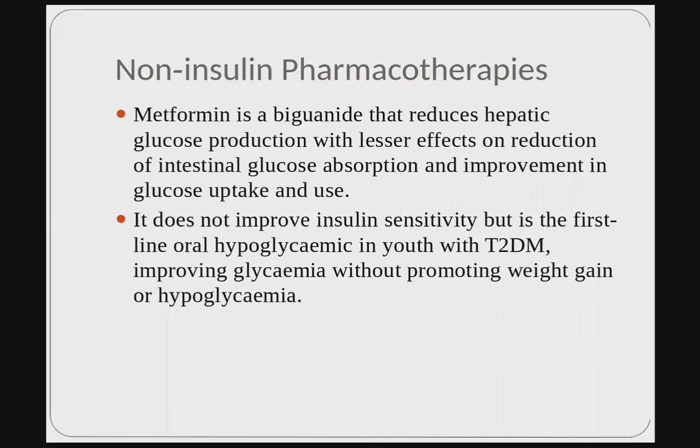Other non-insulin medications used in the treatment of type 2 diabetes mellitus in adults include the GLP-1 receptor agonists, the DPP-4 inhibitors, the sulfonylureas, meglitinides, thiazolidinediones, and SGLT2 inhibitors.